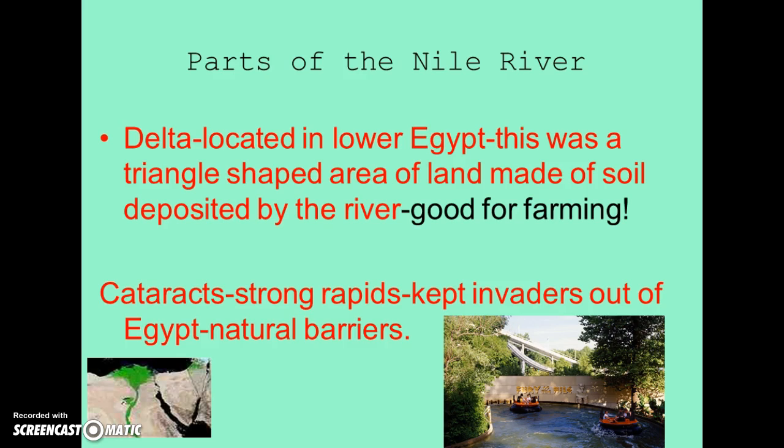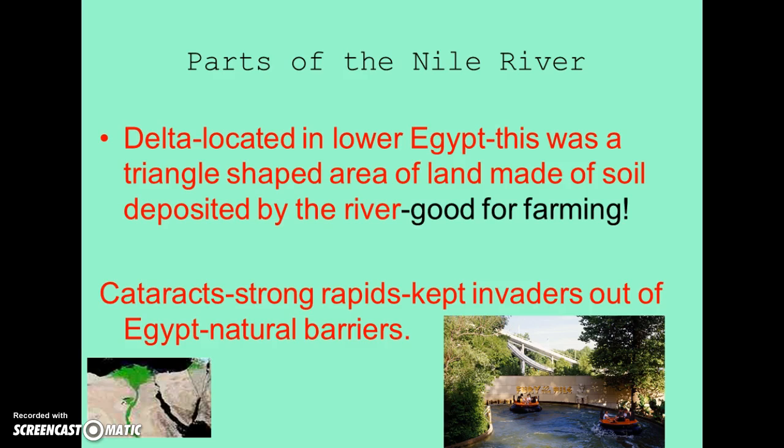The Nile had its own unique parts. The first part is called the delta, and you can see that on the left side. The delta is found in Lower Egypt. It is called a delta because it kind of looks triangular. And so we define a delta as a triangle-shaped area of land made of really rich soil called silt that was left by the river when the river overflowed. And this was a great place to live because it was very fertile. It was good for farming.